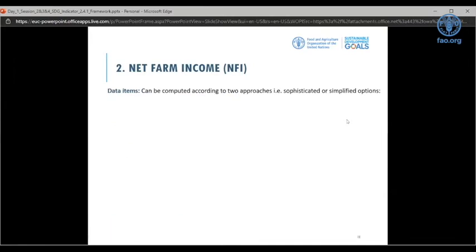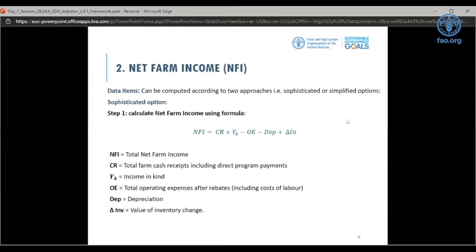So the SDG 2.4.1 provides two options, two approaches for countries on how to report on this sub-indicator. A sophisticated approach, which FAO obviously is recommending, is more precise. And a second approach, which is more simplified, is based on farmer declaration about his net income in the last calendar year.